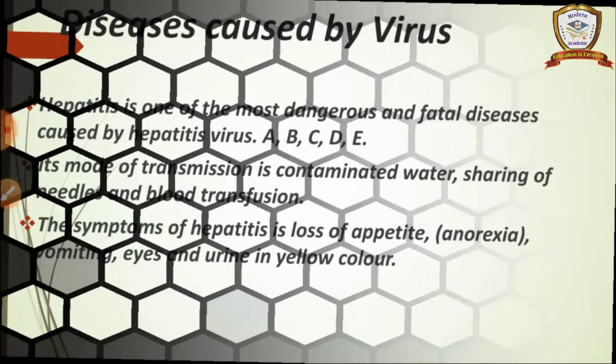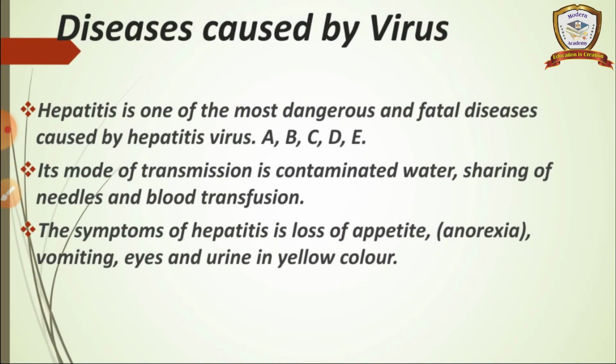And diseases caused by virus. Okay, so far we have discussed diseases caused by bacteria. Now diseases caused by virus. The first one is hepatitis, one of the most dangerous and fatal diseases caused by the hepatitis virus, ABCDE. The mode of transmission is contaminated water, sharing of needles, and blood transfusion. The symptoms of hepatitis are loss of appetite, vomiting, and eyes and urine are yellow in color.